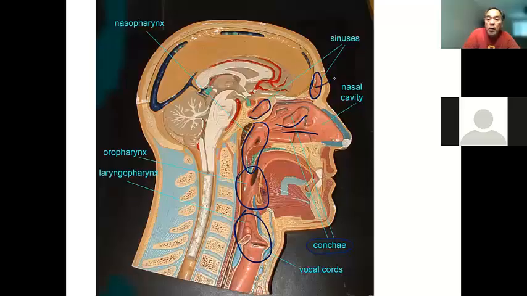This would be the frontal. Okay, and this should be the ethmoid. That is the one that's visible right now on this picture.